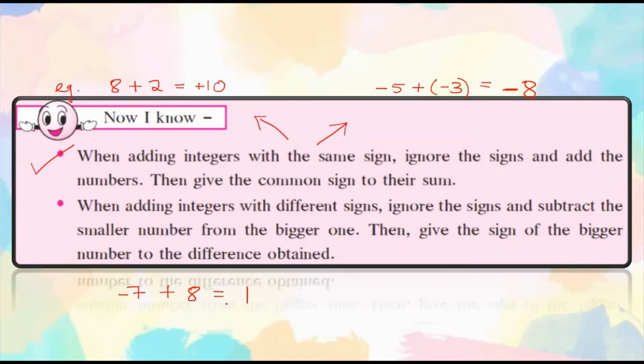So for writing down the final sign, we are going to go back to the question, look at the greater number or the bigger number and see the sign of that particular number. So out of 7 and 8, 8 is the bigger number and the sign for 8 is plus. So in my answer, I will write plus. So this is my final answer.